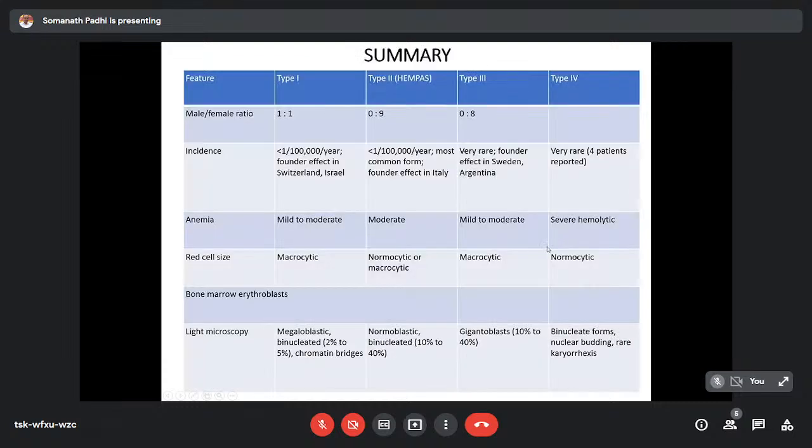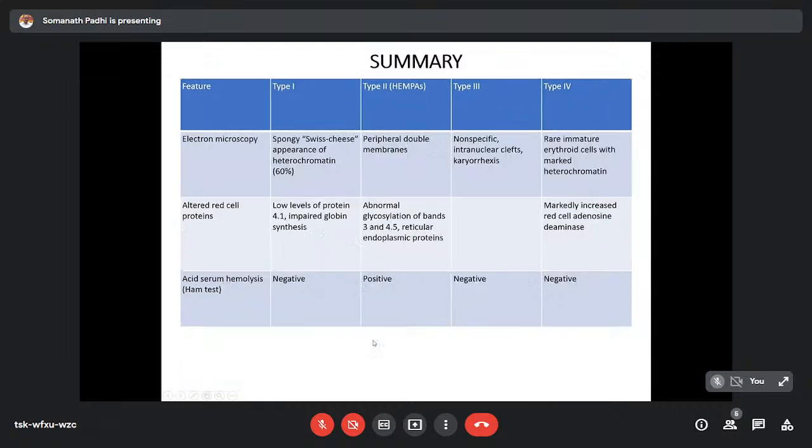And in this summary you can see that there is not much difference in the male to female ratio. Incidence, as I said, is most common in type 2, and mostly it is found in Germans and Italians. The anemia is mild to moderate in most of the cases. Type 4 can have a severely hemolytic picture. Binucleated normoblasts in up to 40% of cases is a feature of type 2. Gigantoblasts, up to 40%, are a feature of type 3. Internuclear bridging is a very characteristic feature of type 1.